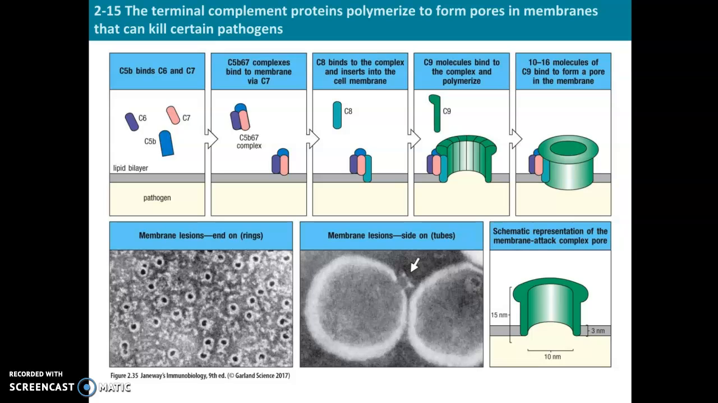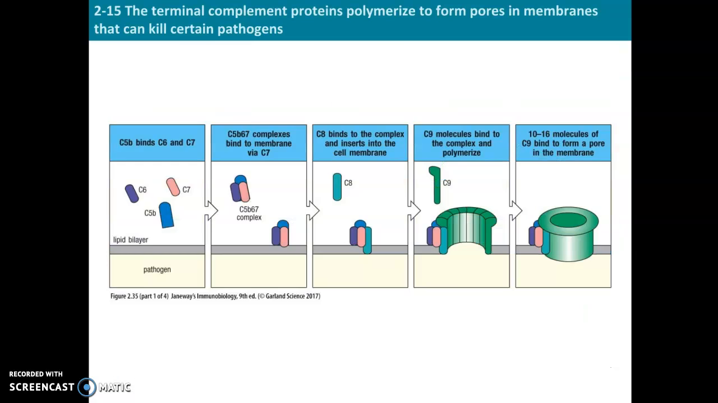So that's the point of complement, is to create the membrane attack complex. It does help with phagocytosis, but the membrane attack complex is really the most potent effector. Okay, so that's it for chapter 2.